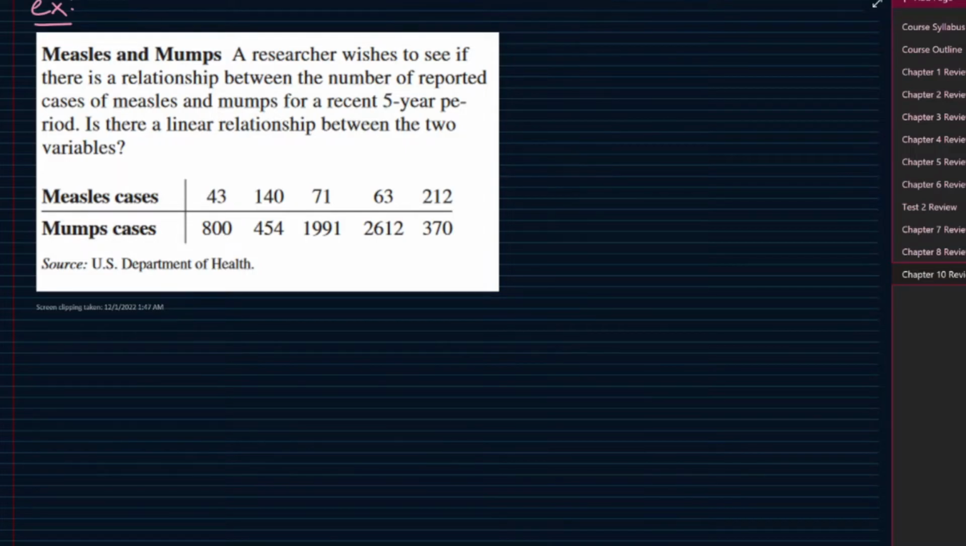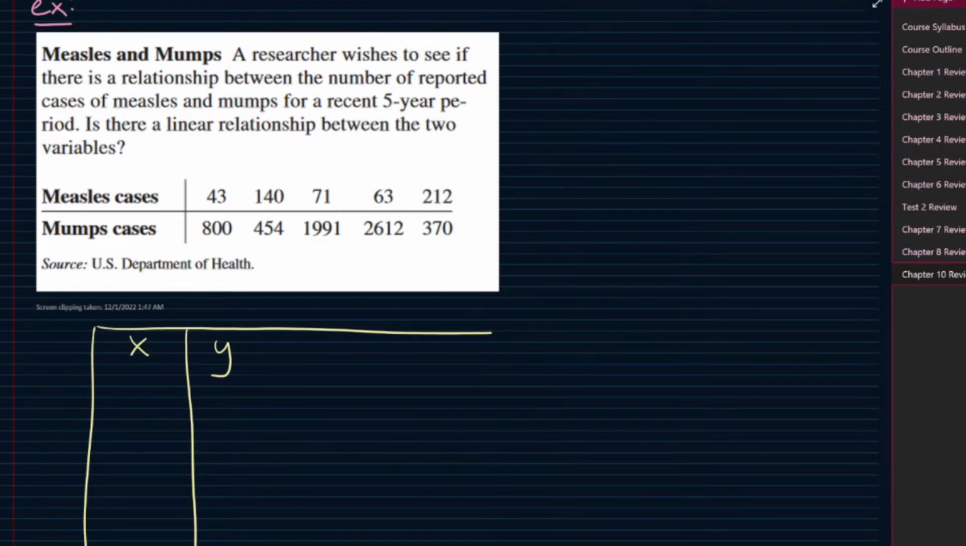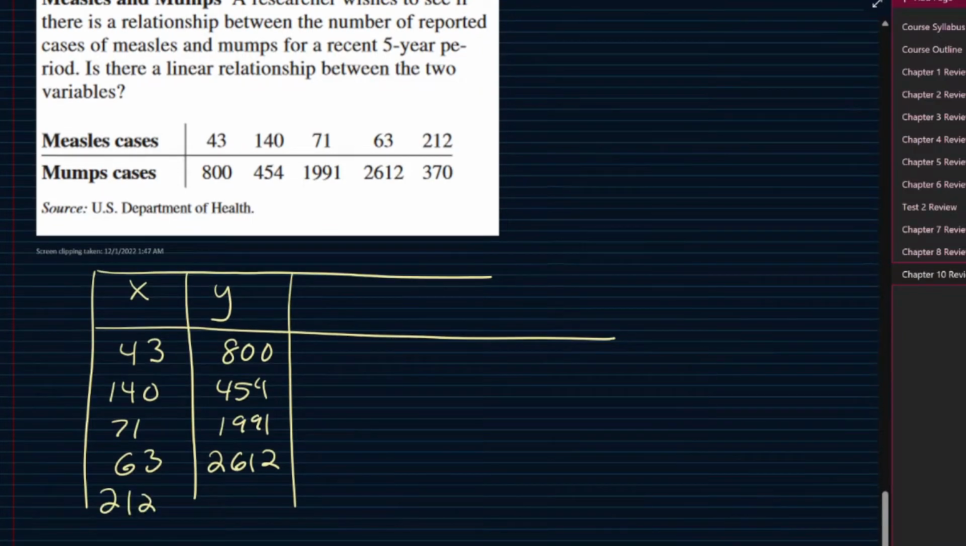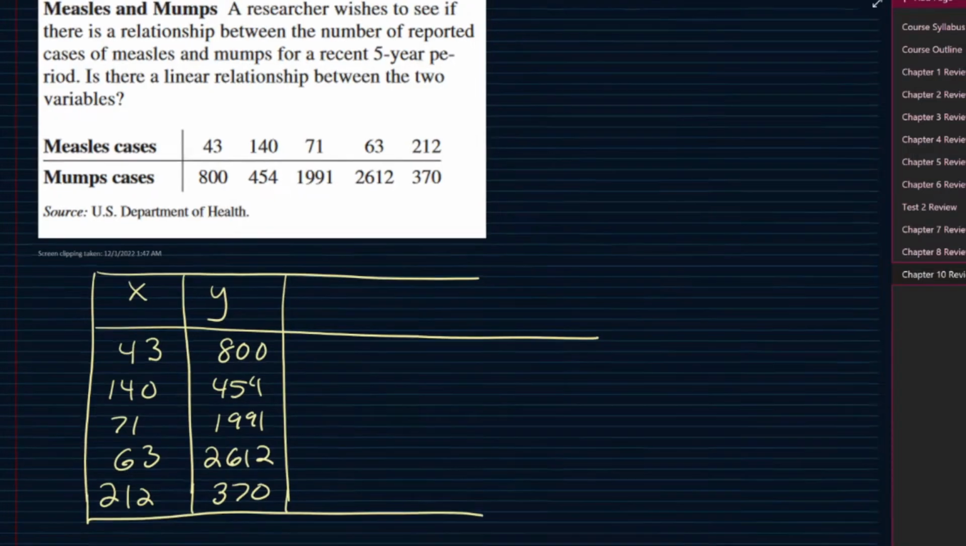So, this is our x, this is our y. Let me just structure it as a table as we had before. Okay, so 43, 800, 140, 454, 71, 1991, 63, 2612, 212, 370. That's our x and y data.